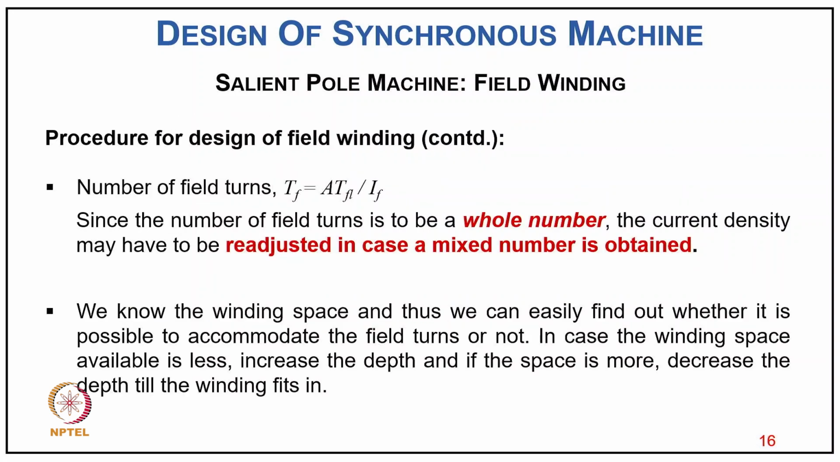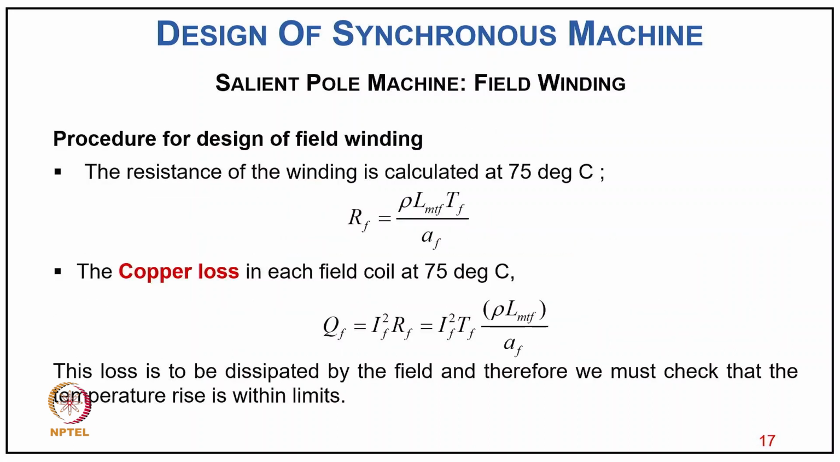Now, the number of field turns TF equals ATF upon IF, and since the number of turns is a whole number, the current density may have to be readjusted in case a mixed number is obtained. We know the winding space, and then we can easily find out whether it is possible to accommodate the field turns or not. In case the winding space available is less, increase the depth, and if space is more, decrease the depth until the winding fits in it.